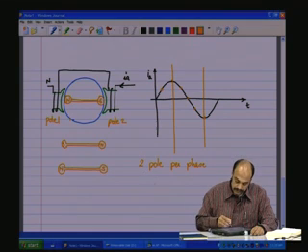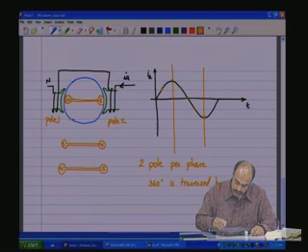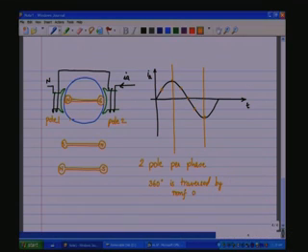Now in this 2 pole per phase system, 360 degrees is traversed by the MMF dumbbell in 2 half cycles of the IA or the current wave.